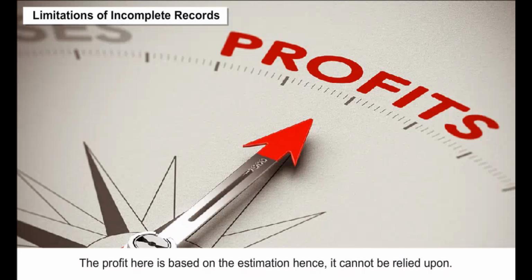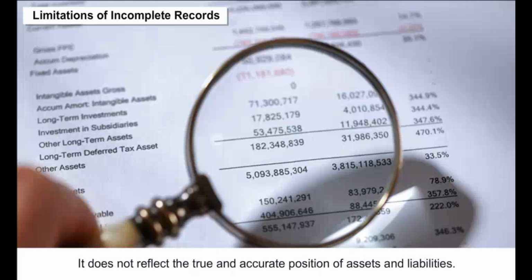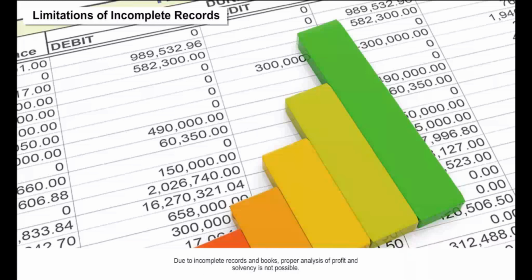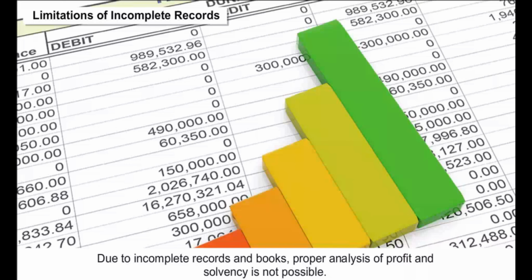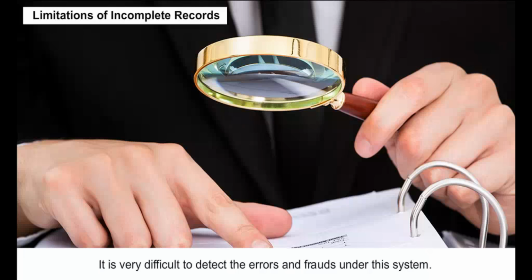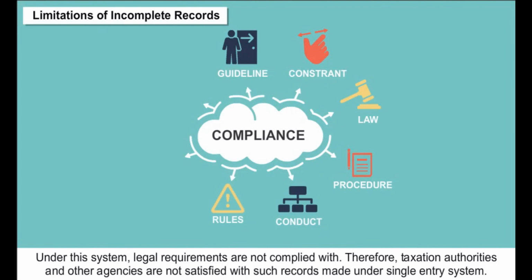The profit here is based on estimation, hence it cannot be relied upon. It does not reflect the true and accurate position of assets and liabilities. Due to incomplete records and books, proper analysis of profit and solvency is not possible. It is very difficult to detect errors and frauds under this system. Under this system, legal requirements are not complied with. Therefore, taxation authorities and other agencies are not satisfied with such records made under single entry system.